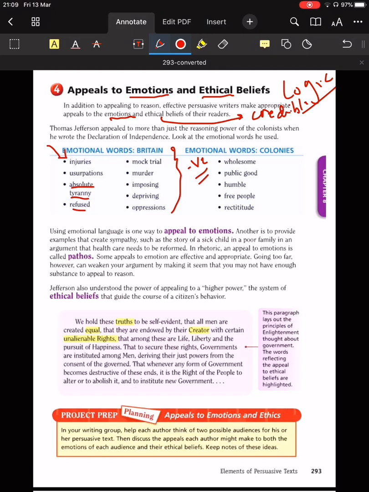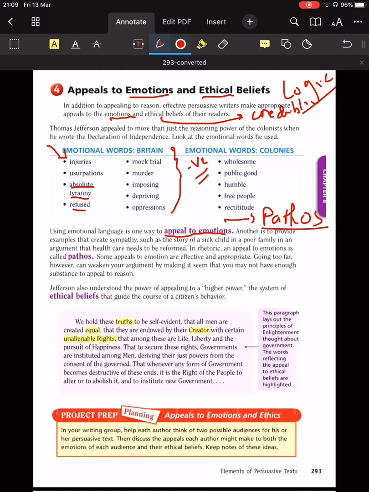So, in fact, these words do employ the idea of scaring the colonies, the people around them, the listeners, the audience, towards his point. And now, if you look at the way he describes the colonies, you will notice the words wholesome, public good, humble, free people, as well as rectitude. Now, we will notice that Jefferson has made great use of the appeal to emotions. In other words, appeal to emotions is also called pathos.